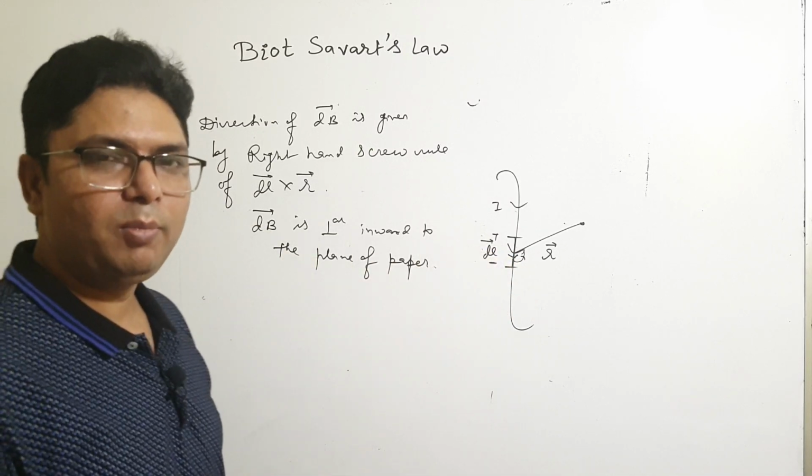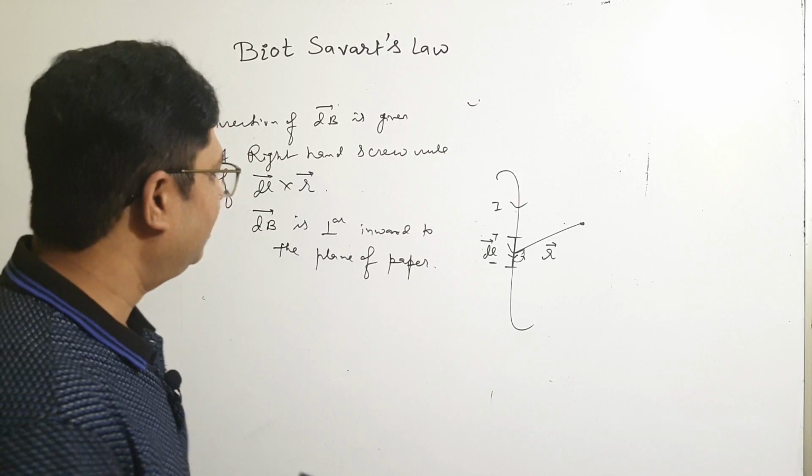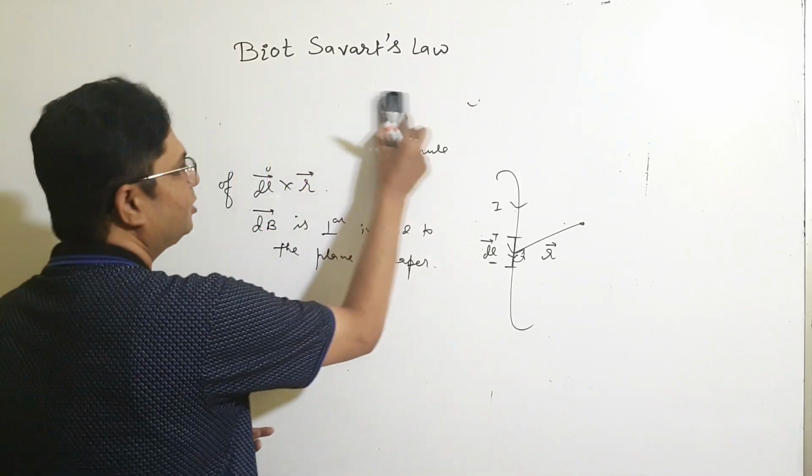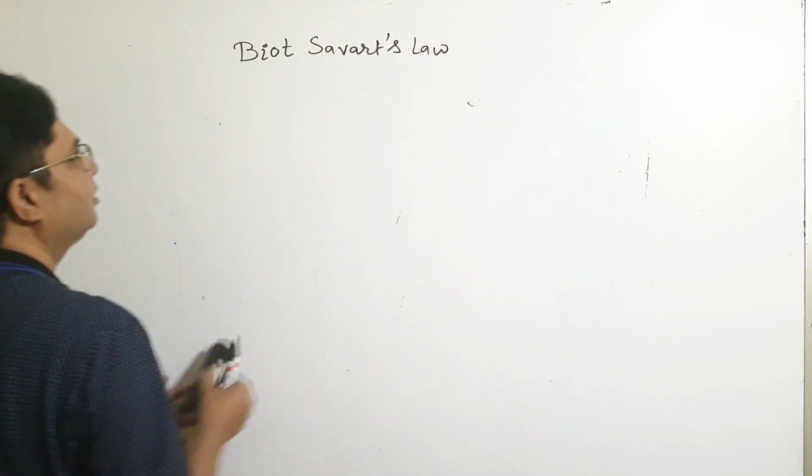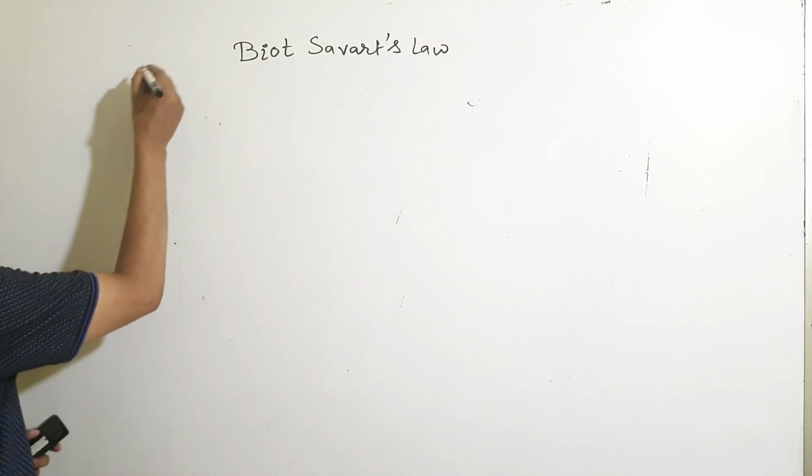So observe the diagram and use the right hand screw rule. Thus you understand what is Biot-Savart's law. Now you are going to solve numericals based on Biot-Savart's law. Numerical.